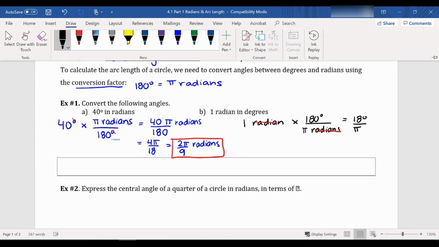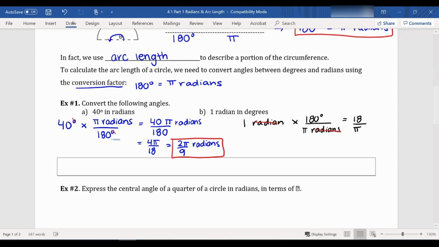My 0 there looks a little small. Let's fix that. And let's put that in brackets to be a little bit more clear. That's 180 over pi. That's my number, and my units are degrees. If I actually divide 180 by pi, I get 57.3 degrees. So 1 radian is approximately 57.3 degrees.